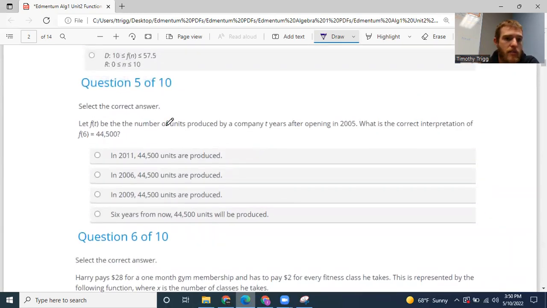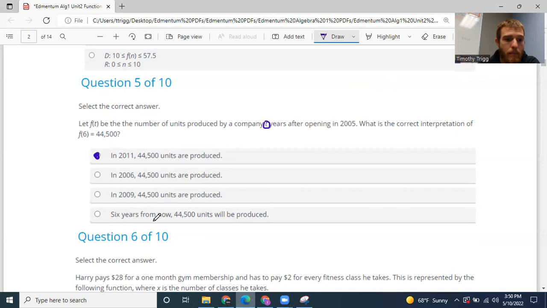Question 5 in the practice. Let f of t be the number of units produced by a company t years after opening in 2005. What is the correct interpretation of f of 6 equals 44,500? Well, this 6 represents the t, so that's our input. And that's the number of years since 2005. So if I'm doing 6 years from 2005, that would be 2011.